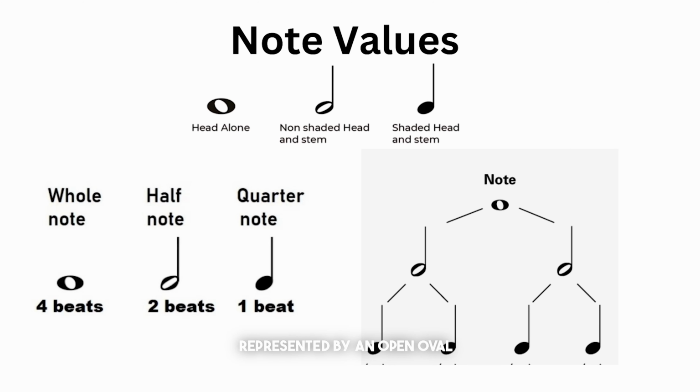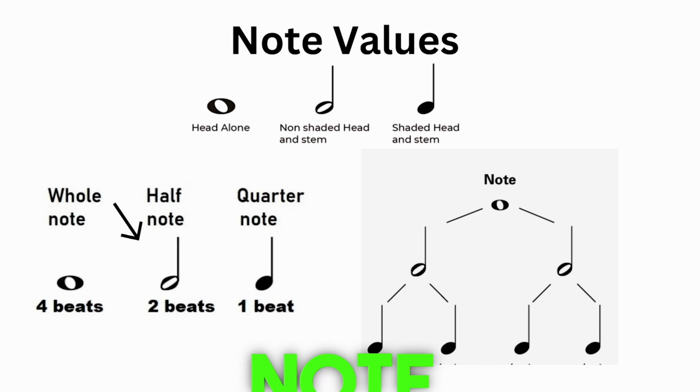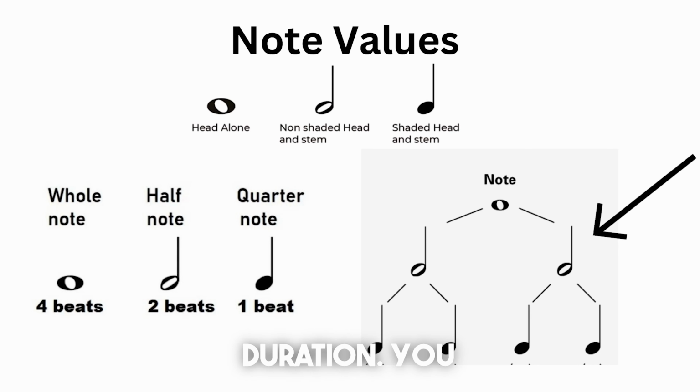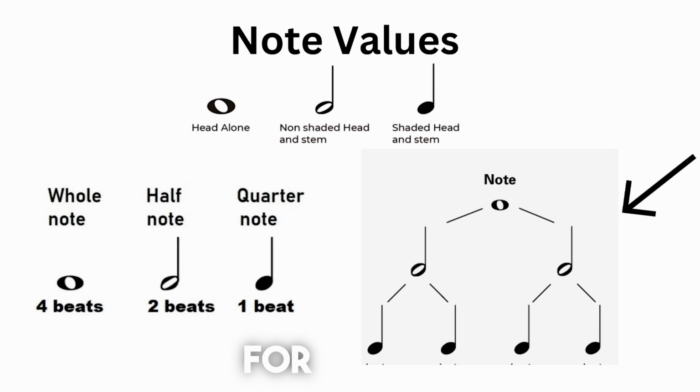Half note. A half note is also called a minim. A half note is represented by an open oval-shaped note head with a stem. A half note is half the duration of a whole note. In 4/4 time signature, a half note is equal to 2 beats. Half notes are commonly used to represent notes with a moderate duration. You typically play or sing a half note for 2 beats in 4/4 time.